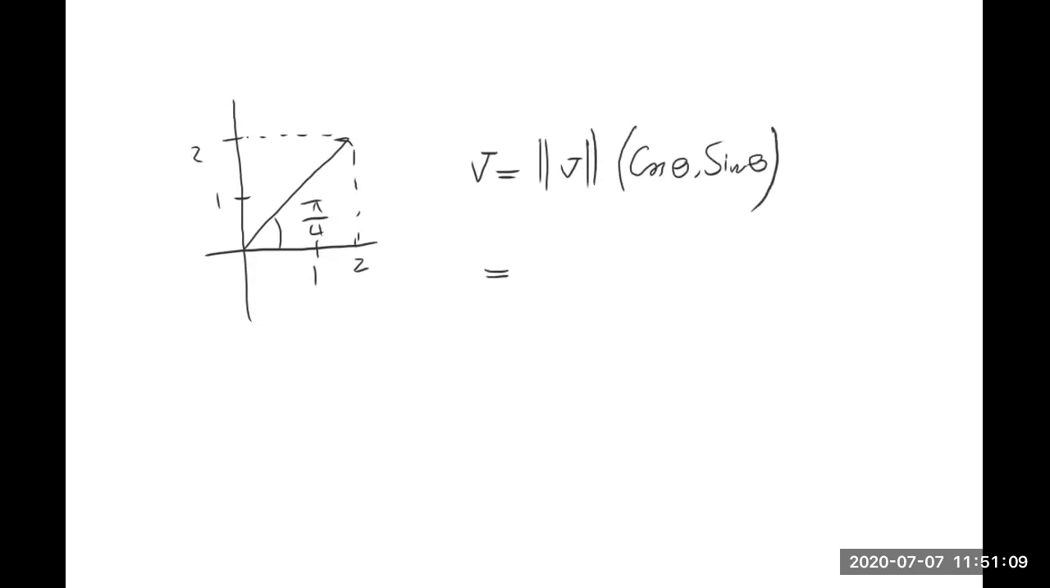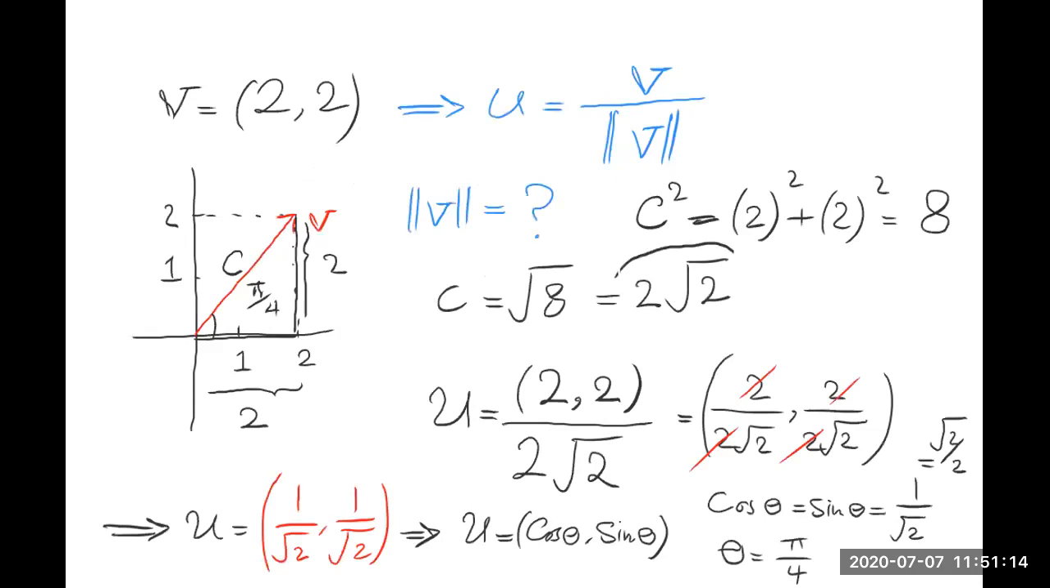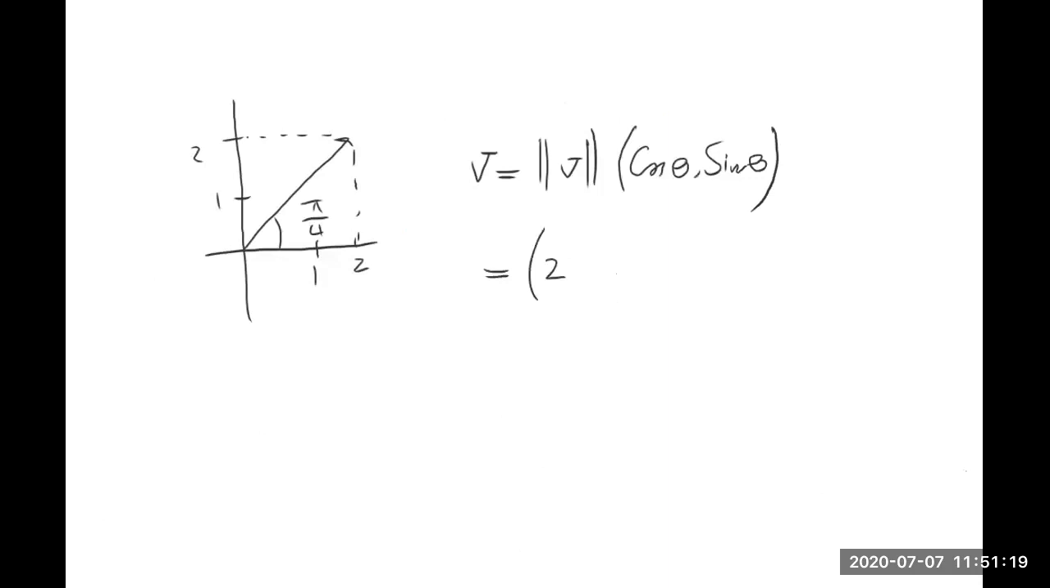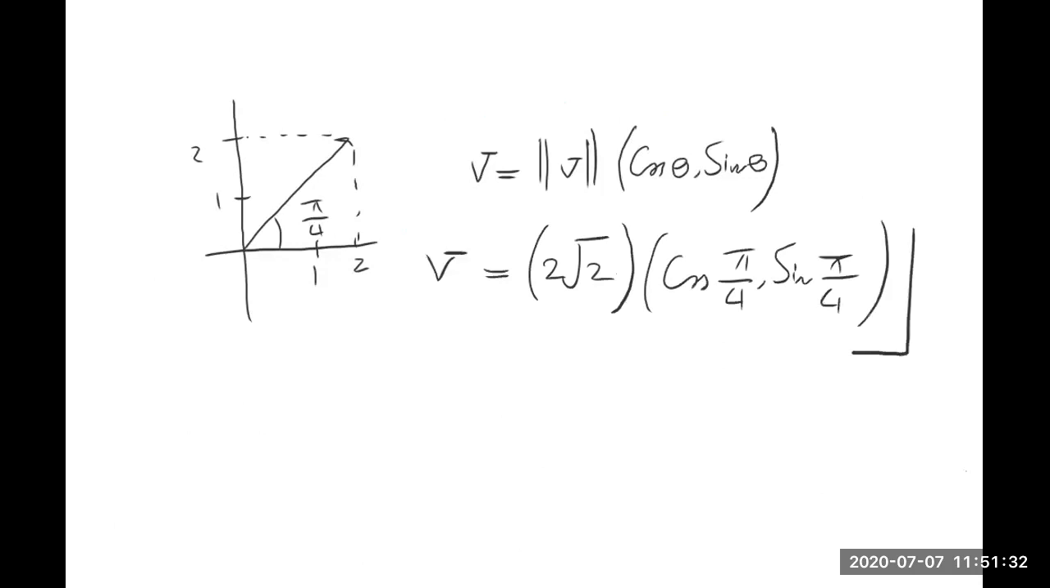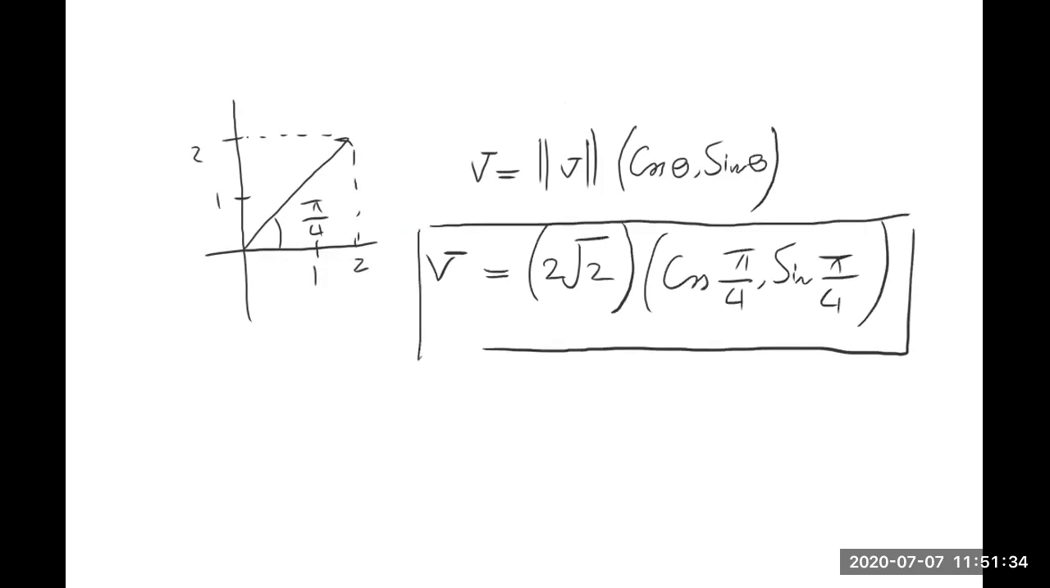We computed the length of v. What was it? The length of v was 2 radical 2. This is the length of v. And the cosine theta and sine theta are cosine of pi over 4 and sine of pi over 4. So that's another way to present v. Sometimes we prefer to present a vector like this. It might look a little complicated, a little confusing, but actually it has a lot of benefits doing so.